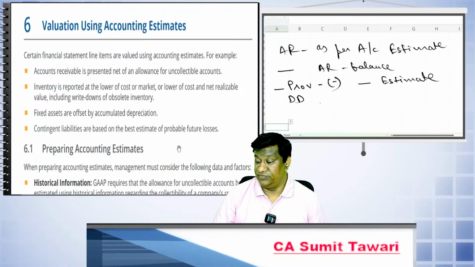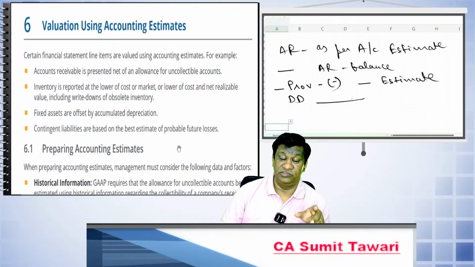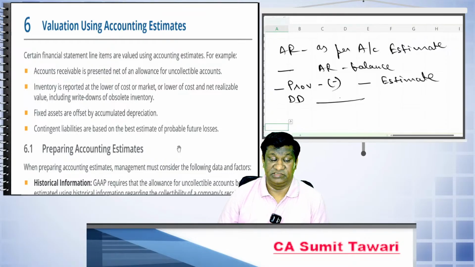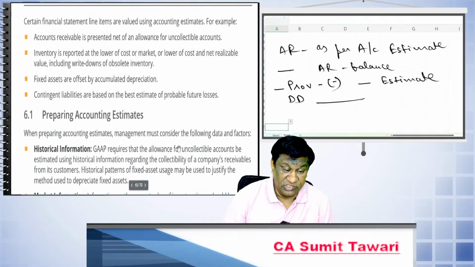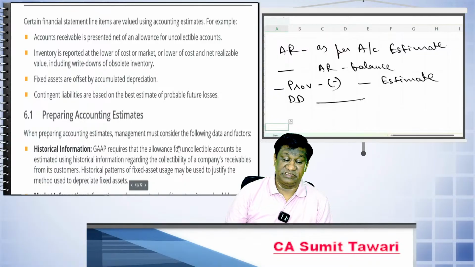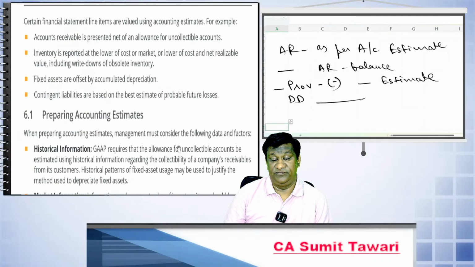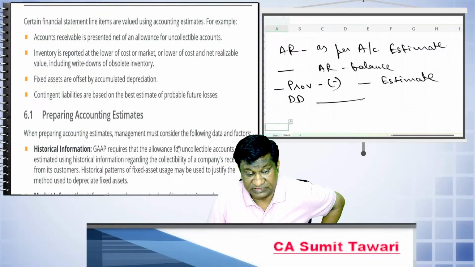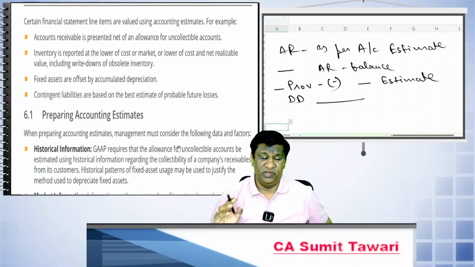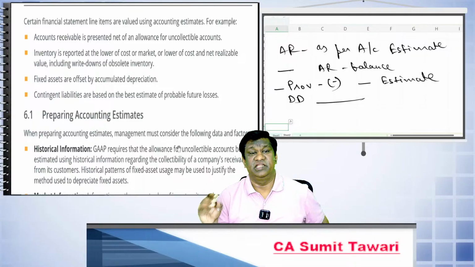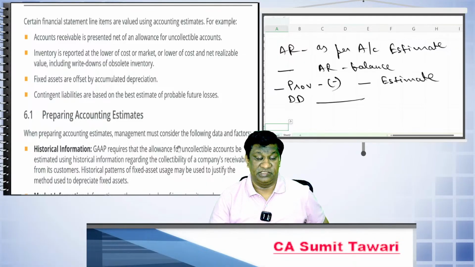Okay, so that's why we can say the valuation of accounts receivable is on an estimated basis. Inventory is reported at cost, lower of cost or market, or lower of cost and net realizable value, including the write-down of obsolete inventory. So the write-down also we are doing on the basis of estimation. So particularly all the current assets and current liabilities we value on an estimated basis.